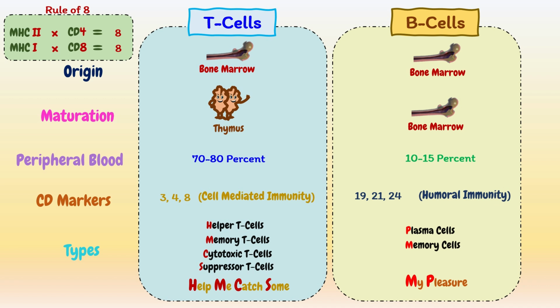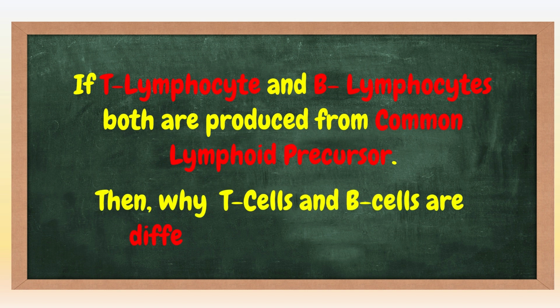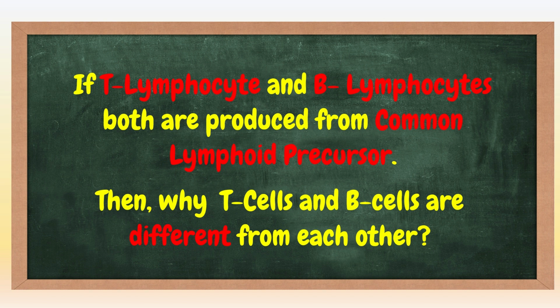Before ending our video, let me ask a question to you for your self-assessment. If T and B lymphocytes both are produced from common lymphoid precursor, then why are T and B cells different from each other? Are you able to answer it? Let me answer it, and then compare our answers.